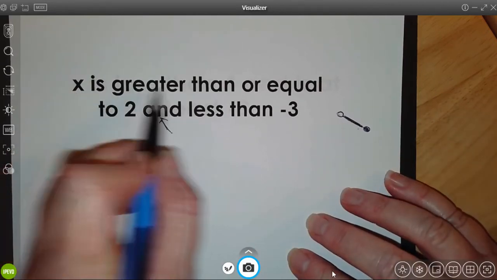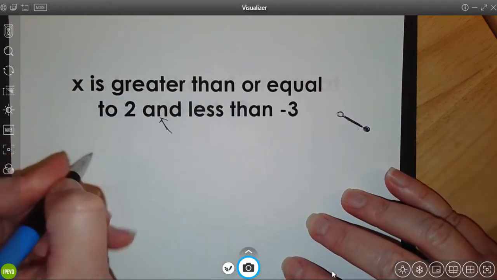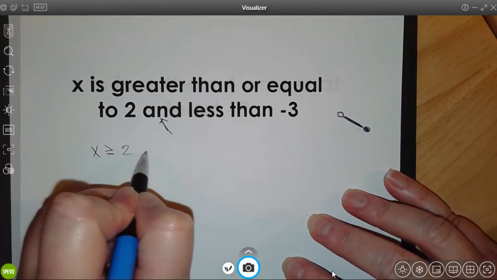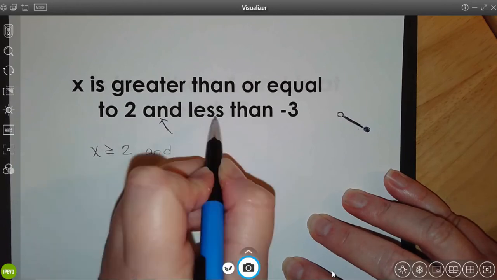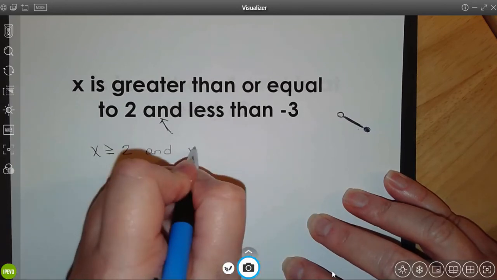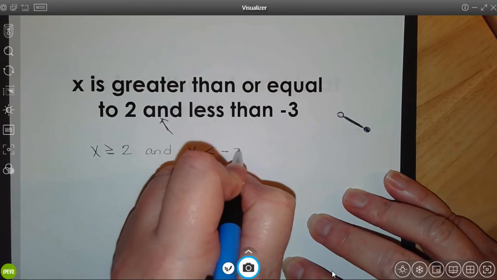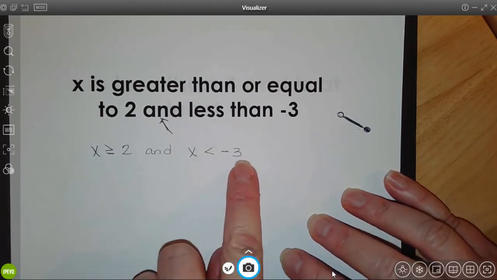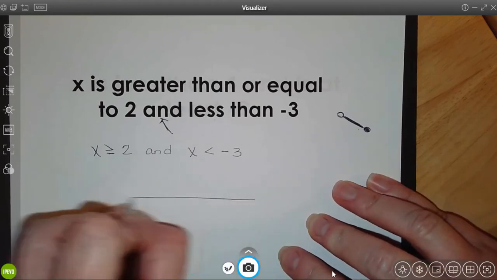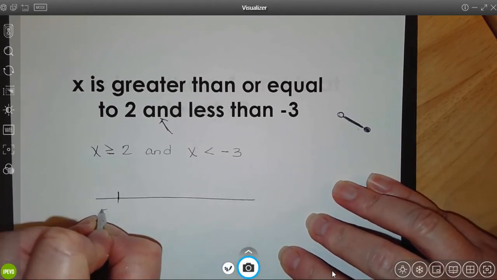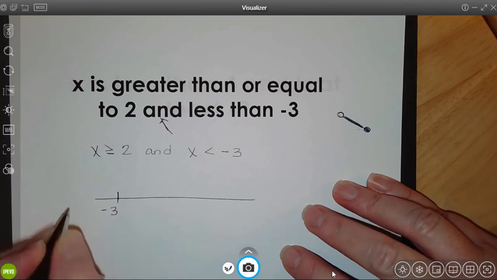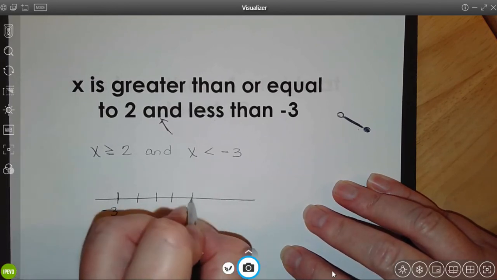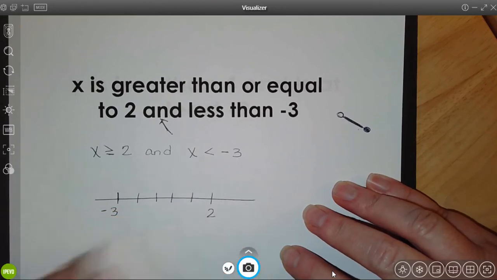X is greater than or equal to 2 and less than -3. X is less than -3. Now I wrote the 2 first and the -3 second, but when I put things on a number line, the lowest number on the left is least. Then I'm going to come up -2, -1, 0, 1, 2. Here's my number 2.